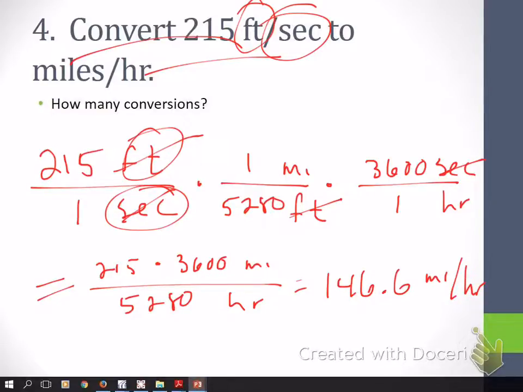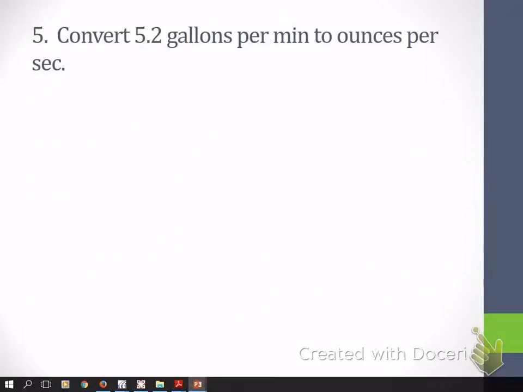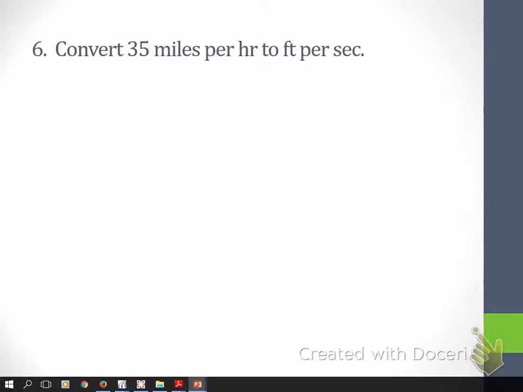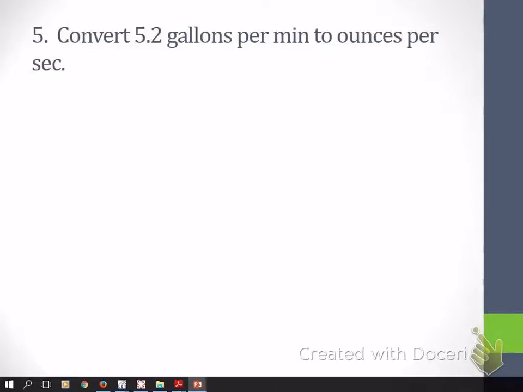Okay? Making some sense? We've got a few more. Think about this one. How are you going to set up converting gallons per minute to ounces per second? Think about it a second and at least get your units set up in your conversion fractions, and then we'll go through it.